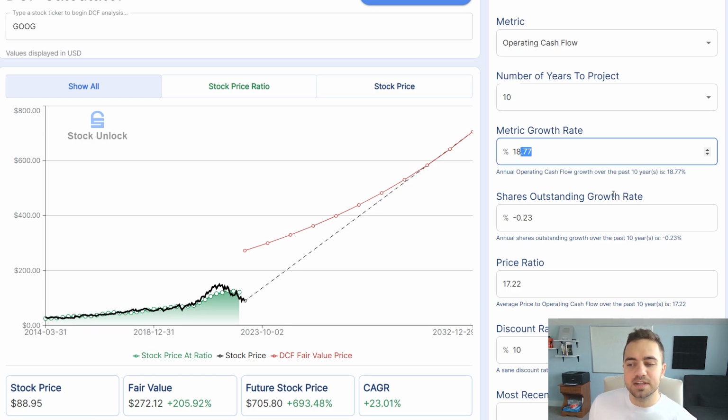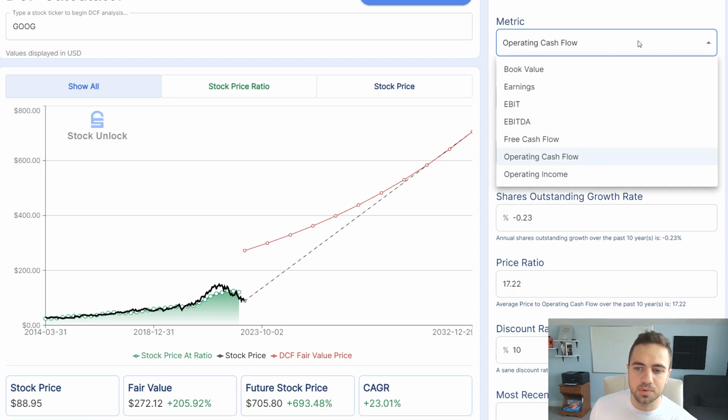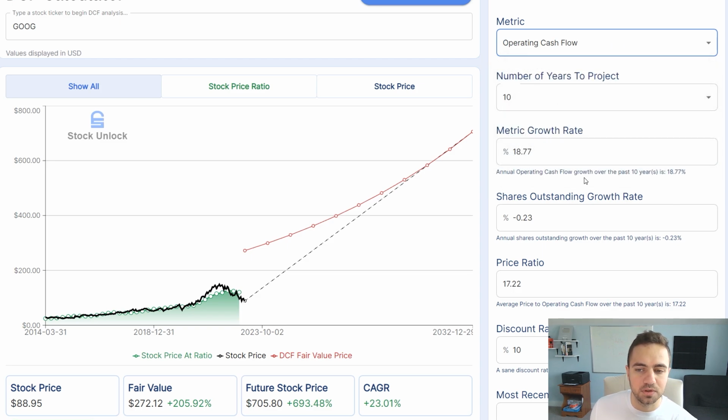Now, also what our discounted cash flow calculator does is it auto fills in the metric when you input it. So for example, we can see here that I am using the operating cash flow, and over the past 10 years or the past decade, Google has grown its operating cash flow at an annual rate of about 19% a year. We can also see that over the past decade, Google on average has repurchased about 0.2% of its shares, and it's traded for about a 17 price to operating cash flow, which we already saw over in the freeform tool.